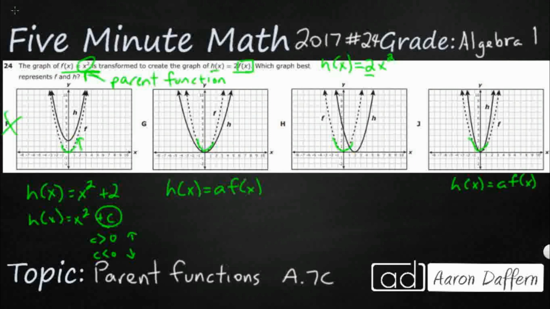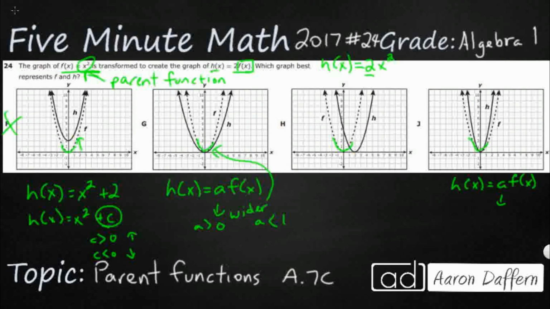So what happens with this a? If the a is greater than 0, but the a also happens to be less than 1, so it's between 0 and 1, this will actually make it wider. When that a is greater than 0 but less than 1, so 0.1 to 0.9, it actually becomes wider, which is what's happening right here.